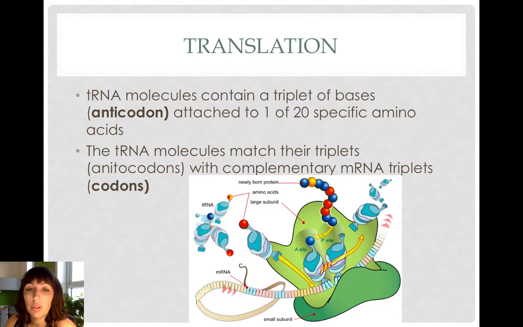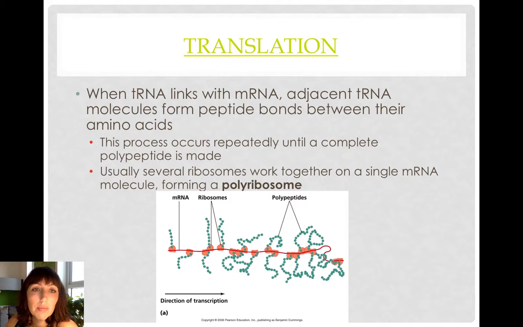I really encourage you to pause the video at this point and really study this model here. So when tRNA links with the mRNA, the adjacent tRNA molecules form peptide bonds between their amino acids. And this process occurs repeatedly until a complete polypeptide is made. And I want you to remember this is completely random.